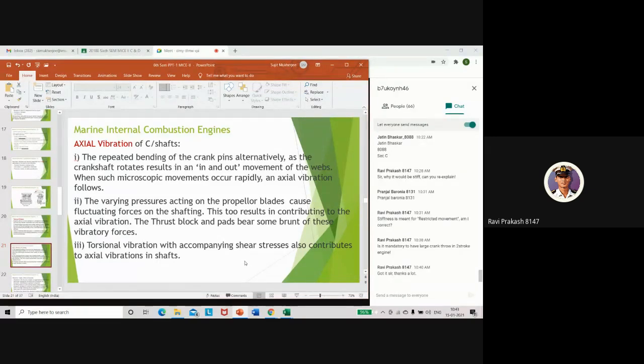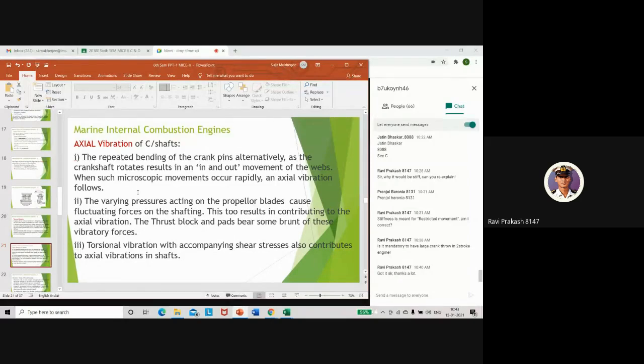The third one is also there. Let's read it. The first one is the repeated bending of the crank pins alternatively as the crankshaft rotates results in an in and out movement of the webs. When such microscopic movements occur rapidly, an axial vibration follows.